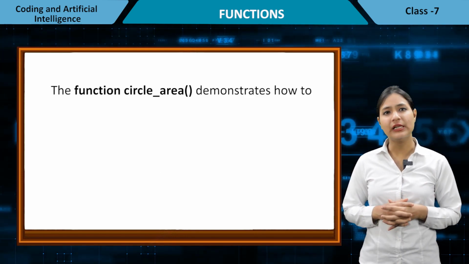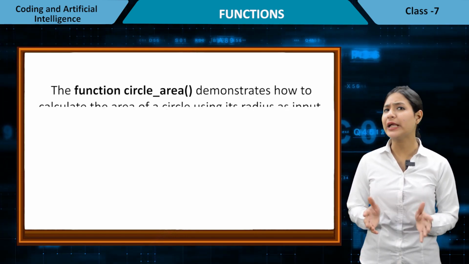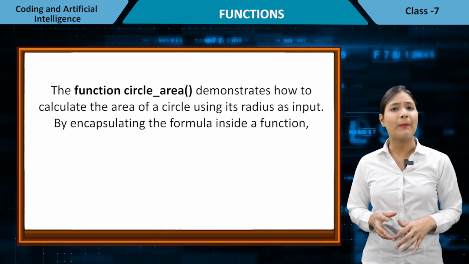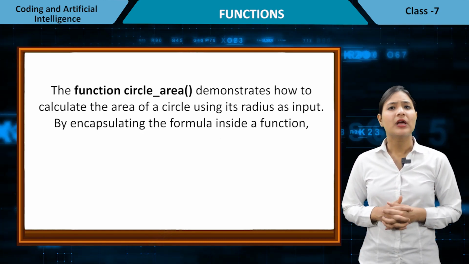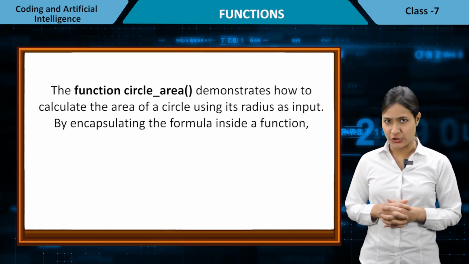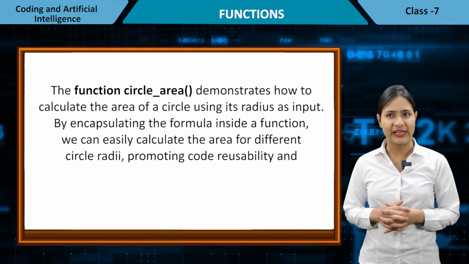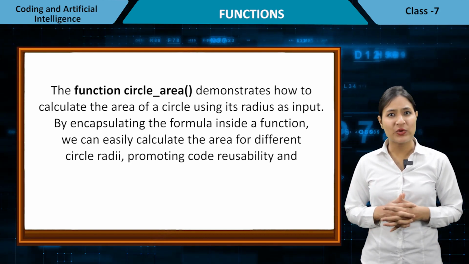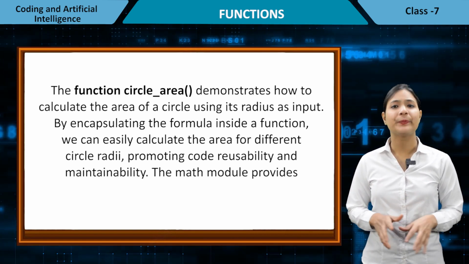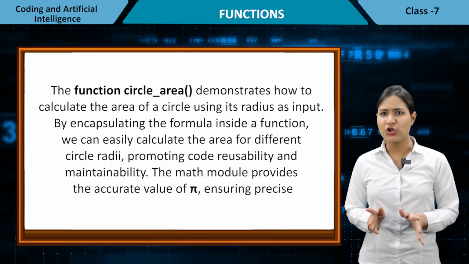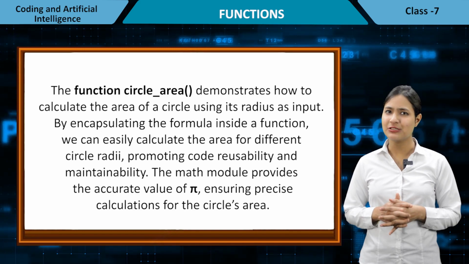The function circle_area demonstrates how to calculate the area of a circle using its radius as input by encapsulating the formula inside a function. We can easily calculate the area for different circle radii, promoting code reusability and maintainability. The math module provides the accurate value of pi, ensuring precise calculations for the circle's area.